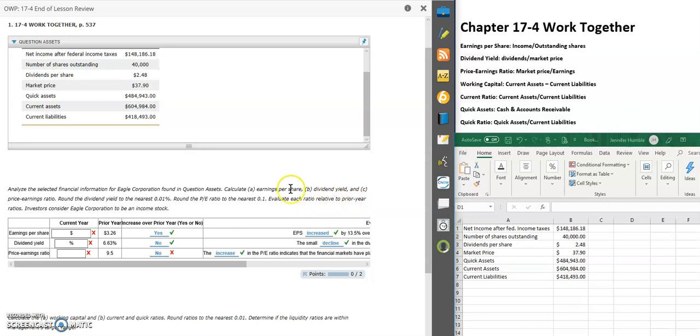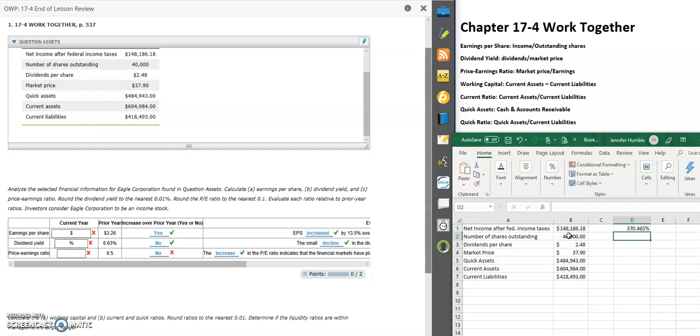All right, so first thing we've got, earnings per share. Okay, so to me this one's pretty simple. What are your earnings divided by? Per is always divided by, okay, per shares. So our earnings are 148 and we have 40,000 shares. So over here, if you've already got all your numbers typed up, you can say equal our earnings, 148,000, divided by our number of shares, which is 40,000.